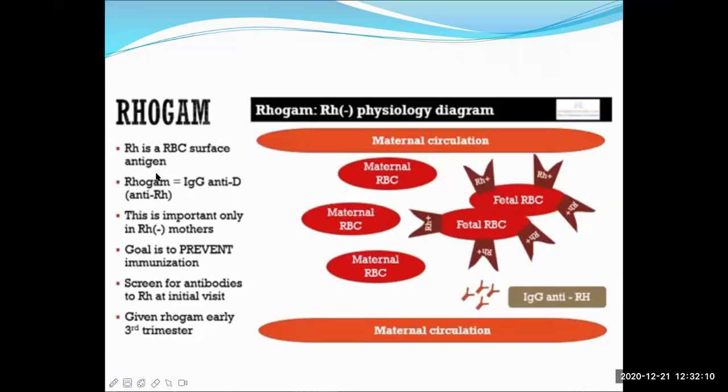So RH is RBC surface antigen. ROGAM is IgG anti-D antibody. This is important only in RH negative mother. RH positive, we don't give it. There's no scope of this at all. And what is the goal? It is to prevent immunization or isoimmunization, we should say. So this is the important point. And giving ROGAM early in the third trimester is important here. If we suspect this is a case of RH incompatibility, or if there is a chance of RH incompatibility occurring, then we give this ROGAM.